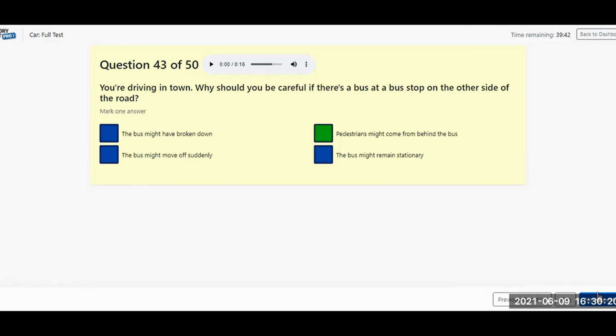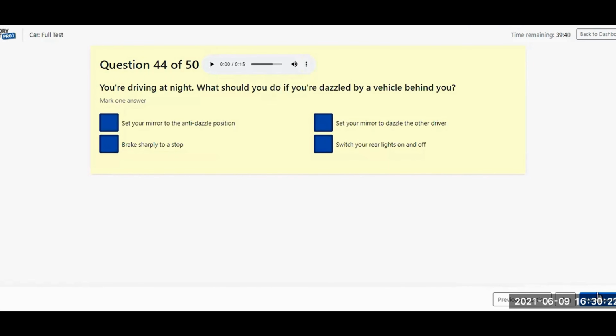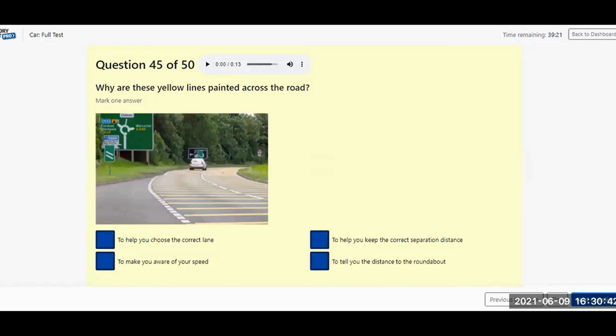Yes, pedestrians may come out from the bus or behind the bus and start crossing the road, so you look for them. You are driving at night. What should you do if you are dazzled by the vehicle behind you? So last time they were asking about the front of you, now they're talking about behind you. Then your rear-view mirror has an anti-dazzle position, and you just use that. Some have auto, some you have to do yourself.